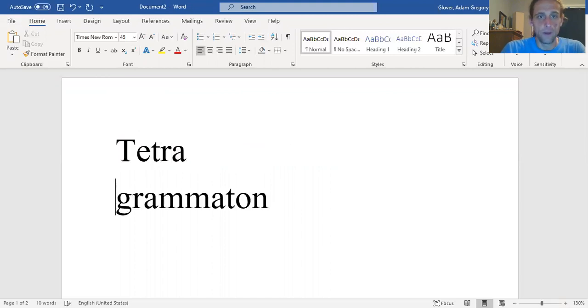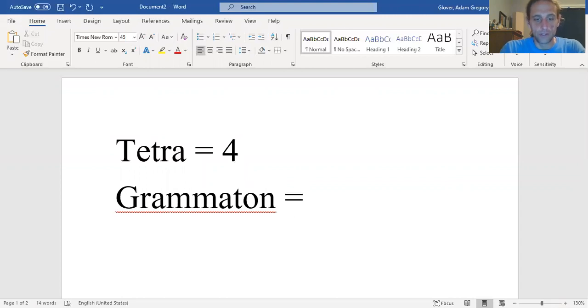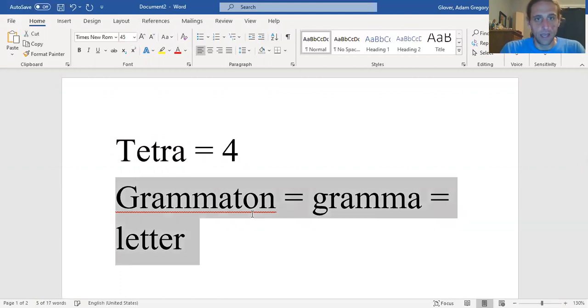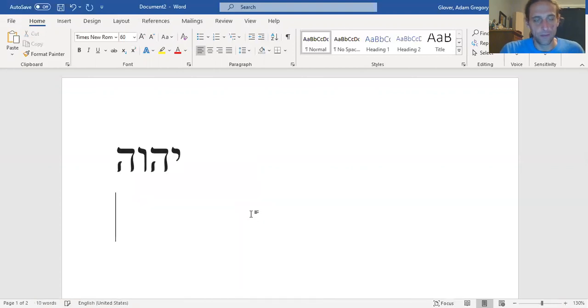So tetra means four. Grammaton is related to the Greek word gramma, which just means letter. A letter in the sense of a letter of the alphabet, not like a letter that you send to a friend. So the Tetragrammaton is like the four-lettered thing, or the four letters. That's the basic idea. In Hebrew, the Tetragrammaton looks like this. So it's made up, as you can probably tell, of four individual Hebrew consonants. This one, this one, this one, and this one.